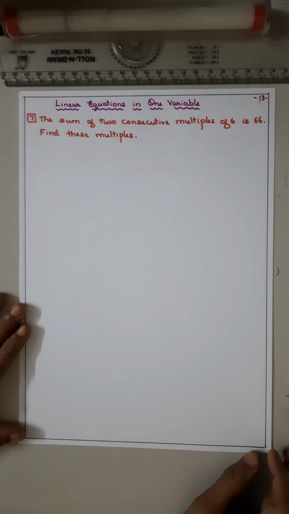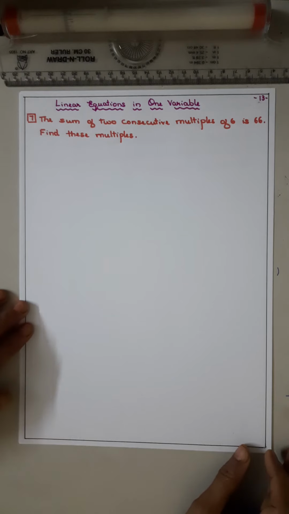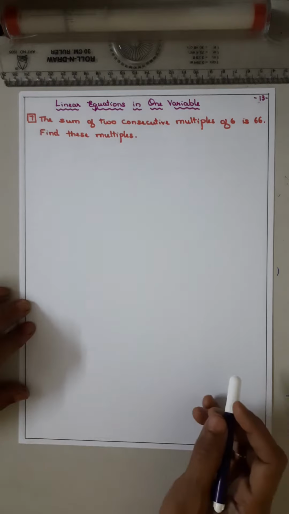We were discussing the brain teasers of linear equations in one variable. Now coming to question number 7. The sum of two consecutive multiples of 6 is 66. Find these multiples. The sum of two consecutive multiples. So consecutive मतलब क्या है, एक के बाद एक.